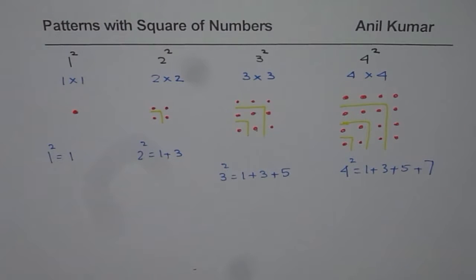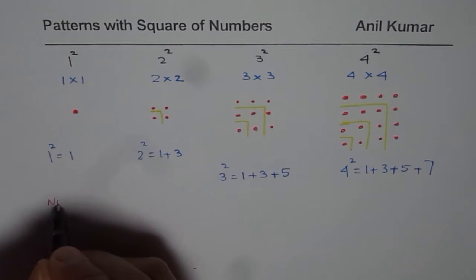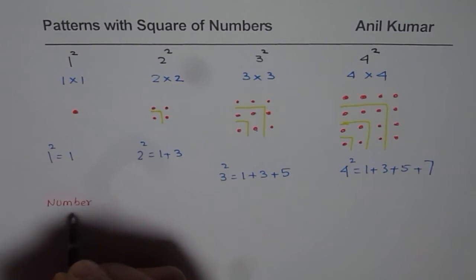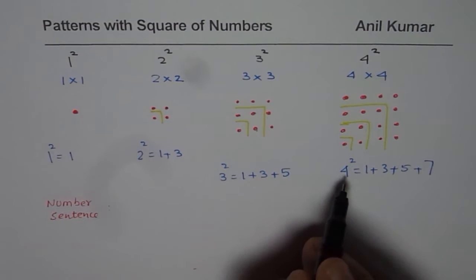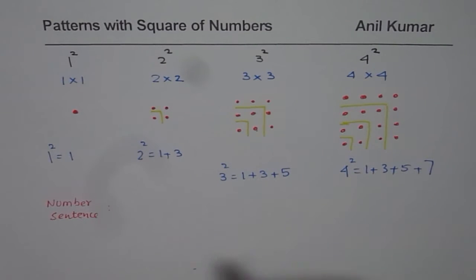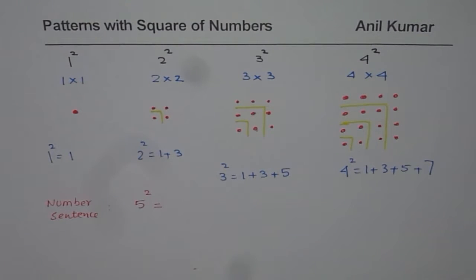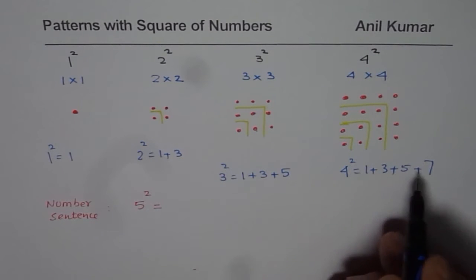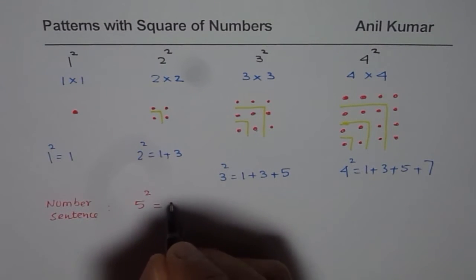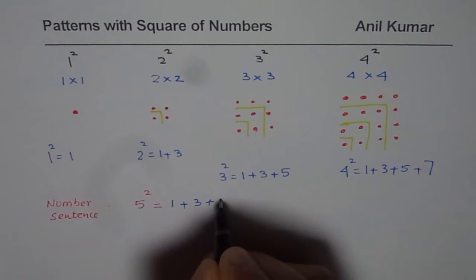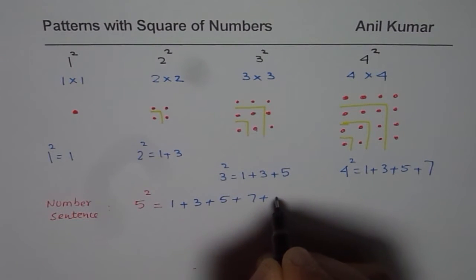This pattern we could write as a number sentence. I'm using a technical word here, number sentence, to represent the pattern. And we say 4 square is 1 plus 3 plus 5 plus 7. So can you tell me what 5 square should be equal to? Now these patterns really help us to find the numbers very easily. Looking at the pattern, you know 5 square should be how much? It should be 1 plus 3 plus 5 plus 7 plus 9, right?